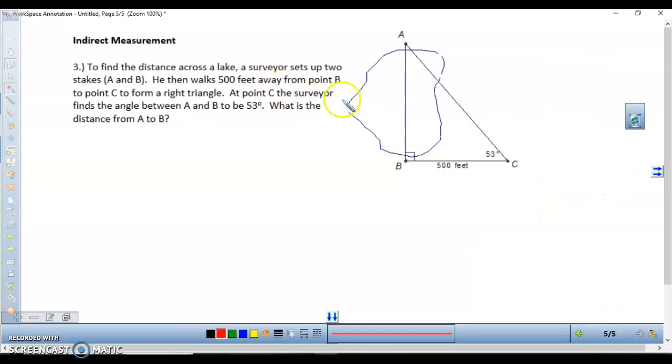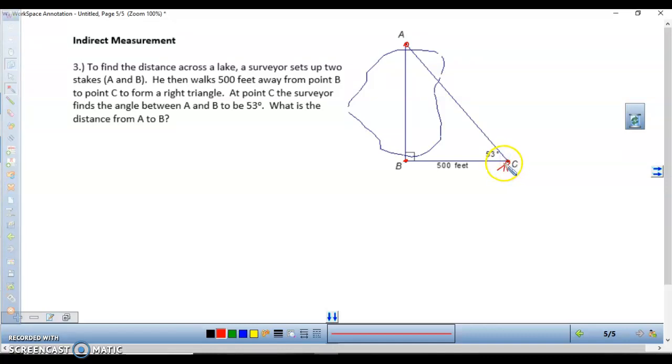All right, and then the last problem here is just another way. This one will be pretty straightforward and easy. Surveyors use trigonometry to indirectly measure things. So suppose you wanted to measure a distance across this lake here. Well, I don't have a boat or a tape measure long enough to do it. So I'm going to use trigonometry to determine that measurement. So here's what the surveyor did. He set up 2 stakes, one here at point A, one here at point B. Then he walked 500 feet away from point B and put his little surveying tripod here at point C.